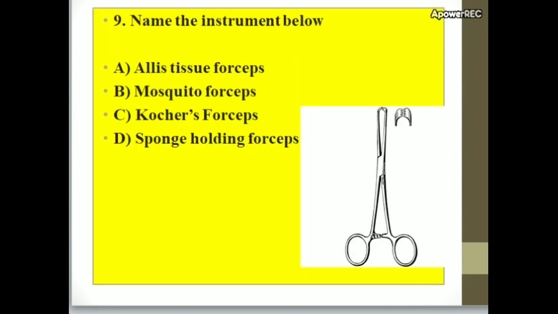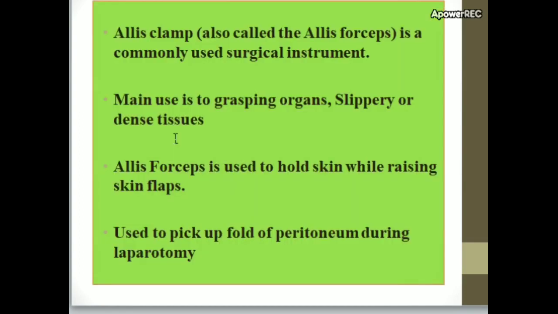Next question, name the instrument below. Options: Allis tissue forceps, mosquito forceps, Kocher's forceps, sponge holding forceps. I think you are familiar with this instrument. This is Allis tissue forceps. You can see the grip here, Allis tissue forceps. We can go to the explanation page.